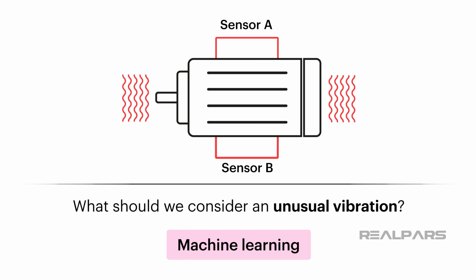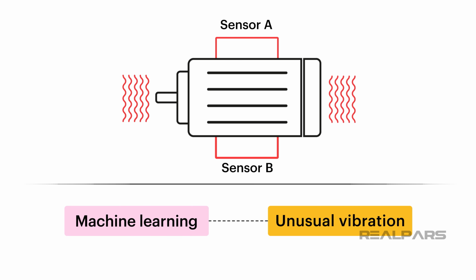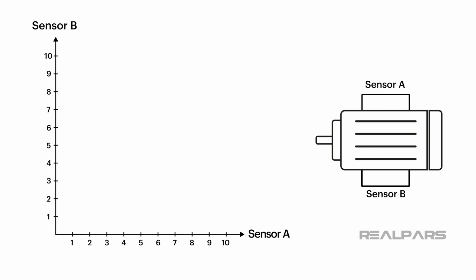Again, what I'm trying to do here is to use a simple machine learning technique to determine what should be considered an unusual vibration. To do this, I can simply measure the vibration for sensor A at a random point in time and write it down. Let's say that the measured vibration for sensor A at this point is 2. Next, and at the same time, I can measure the vibration for sensor B. Let's assume that the vibration for sensor B is 3. So at one point in time, I measured the vibration for both sensors. The value for sensor A was 2, and the value for sensor B was 3.